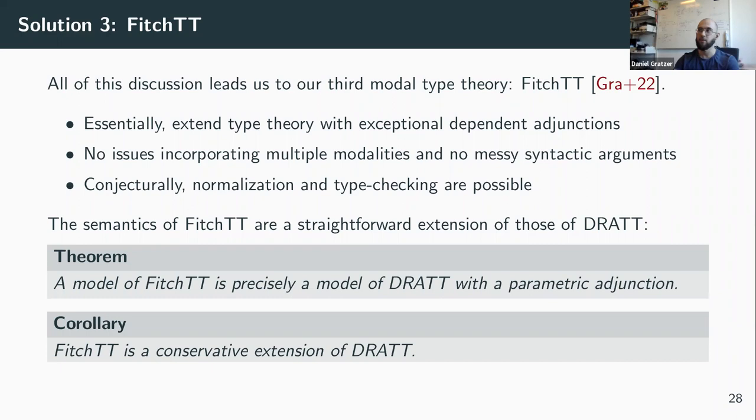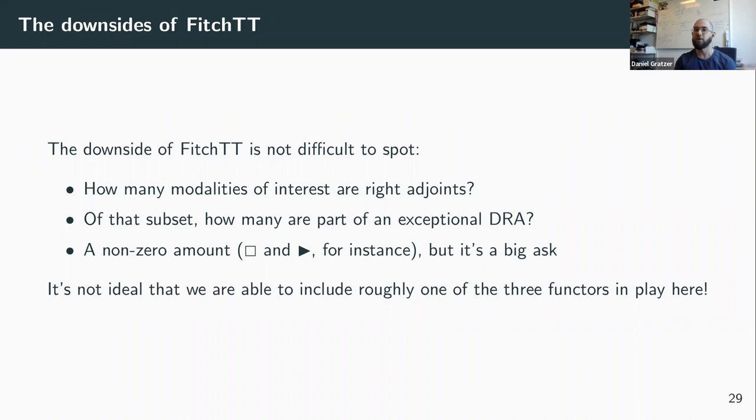I think that the downside of this approach, though, is not so difficult to spot, which is how many modalities in reality are right adjoints to start with, and then how many of those right adjoints are essentially part of an adjoint triple. A PRA is not that far away from a right adjoint, so the distinction hinges on whether or not it preserves the terminal object. So the answer is not zero. In the case of guarded recursion, both box and later fit into this exceptional DRA framework, but it's definitely cutting down on the number of things we can talk about. It's also quite dissatisfying to me that we're requiring the existence of three functors, and then we can talk about exactly one of them as a type at least.